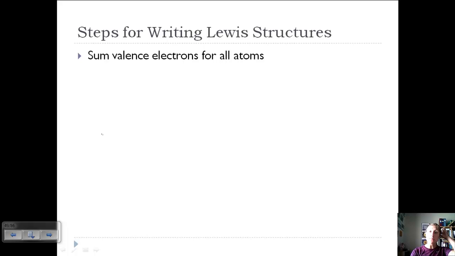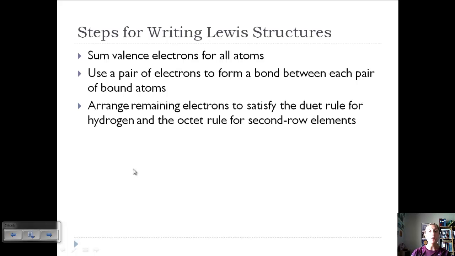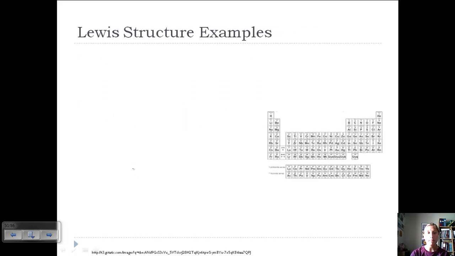So let's look at some steps for writing Lewis structures. We're going to sum up the valence electrons for all the atoms in the molecule, remembering to use those group numbers. We use a pair of electrons to form a bond between each pair of bound atoms. Remember, we took that pair and we turned it into a straight line representing a shared pair of electrons. Then we arrange the remaining electrons to satisfy either the duet rule for hydrogen or the octet rule for the second row elements. We'll talk about elements below the second row in a little bit.